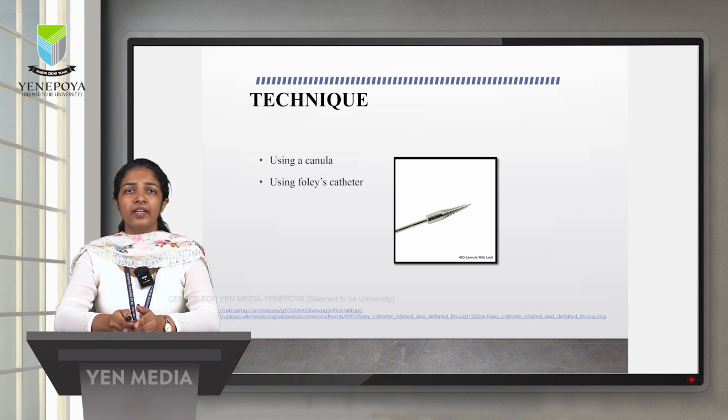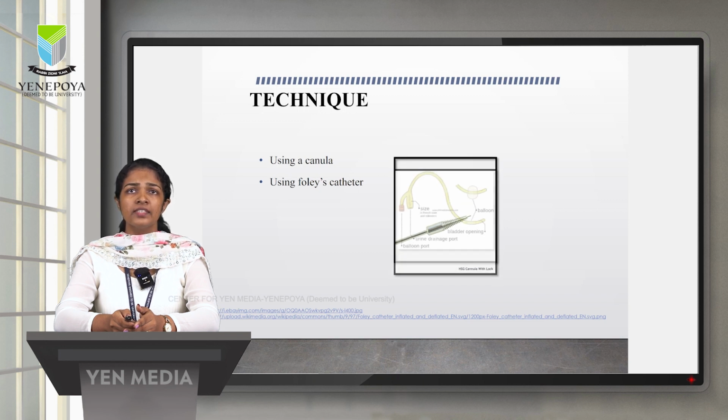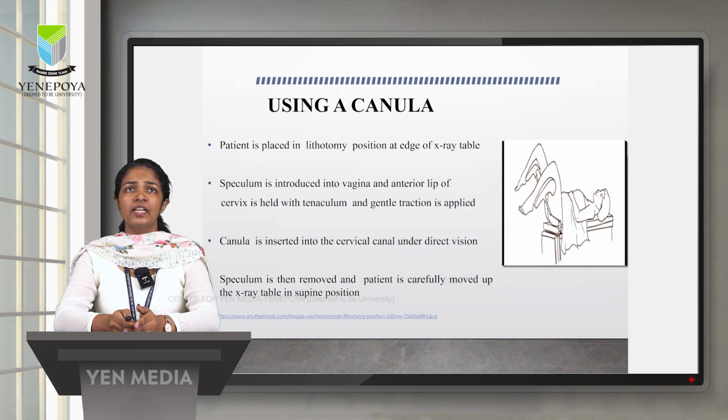So coming to the techniques. Basically there are 2 techniques in the HSG procedure, that is by using a cannula and by using a Foley's catheter. So first let's see the cannula technique. Here the patient will be in the lithotomy position at the edge of the X-ray table.